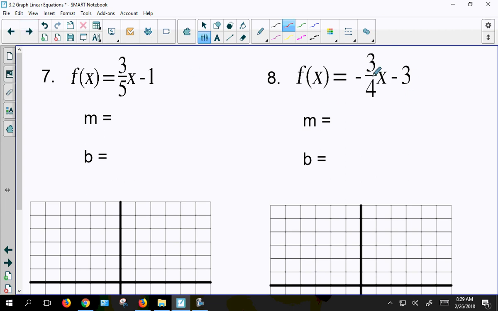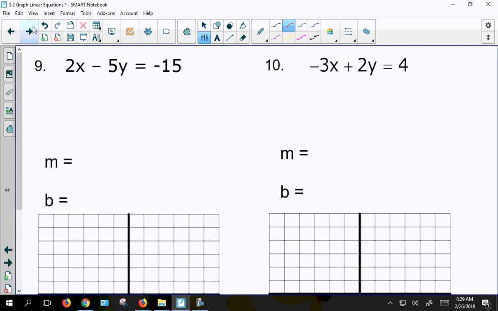Okay, let's look at number 8. People want to know, where does the negative go? Does it go with the 3 or does it go with the 4? And the answer is yes. It doesn't matter. It goes with either one. I'll put it with the 3. It can't go with both, though.